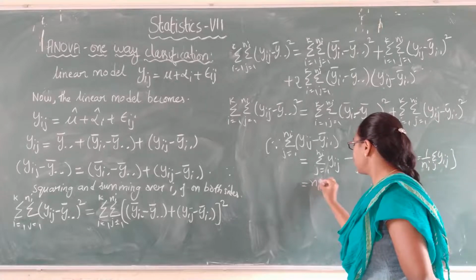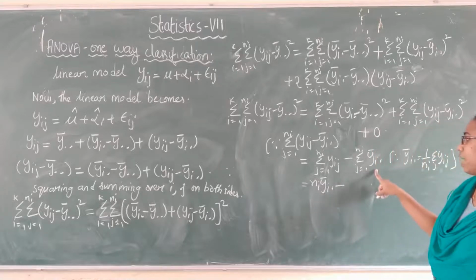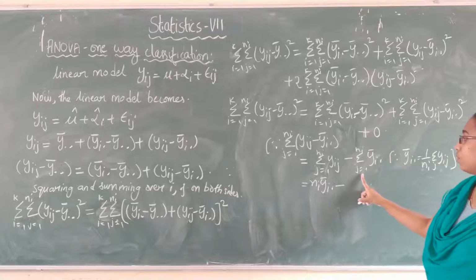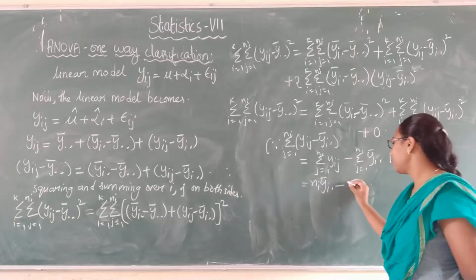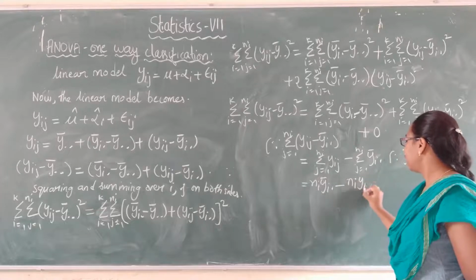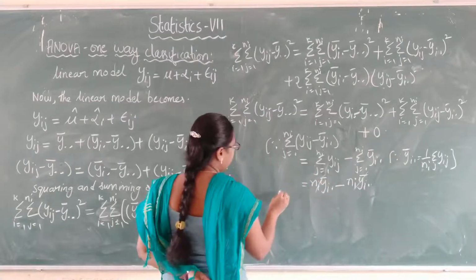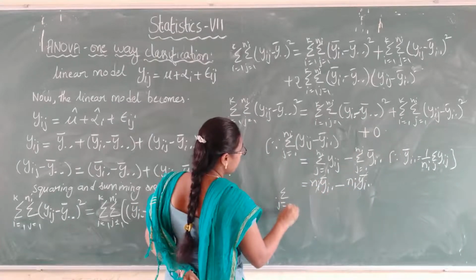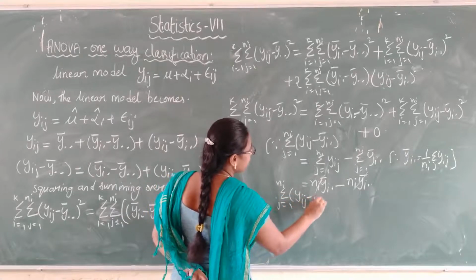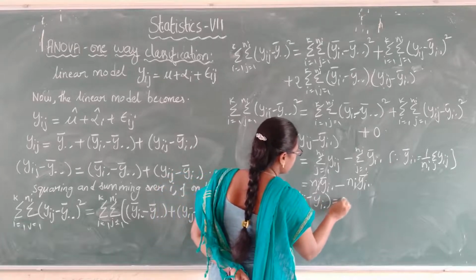So this equals ni into yi dot bar minus, here you have yi dot bar and the summation is from j equals 1 to ni. So in place of summation j equals 1 to ni, I can write ni directly and yi dot bar. So these both get cancelled. Therefore, summation over j equals 1 to ni of yij minus yi dot bar is equal to 0.